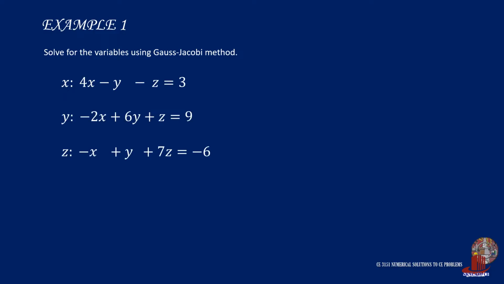From the first example we checked previously, we have the equations arranged for x, y, and z. Manipulate terms in each equation to simplify the formula, like x becomes a quarter of the quantity 3 plus y plus z. Y is taken as a sixth of 9 plus 2x minus z. And z is 1 all over 7 of the quantity negative 6 plus x minus y.